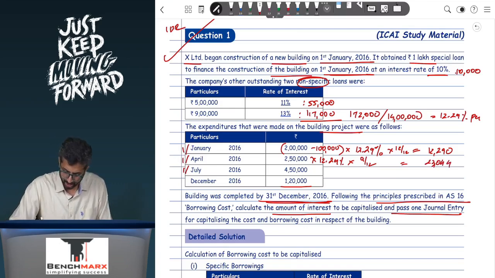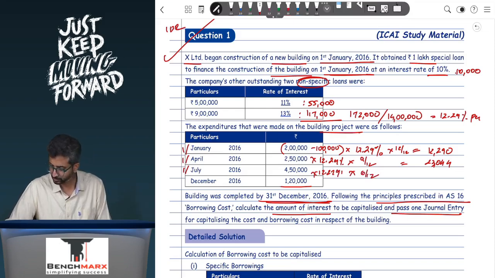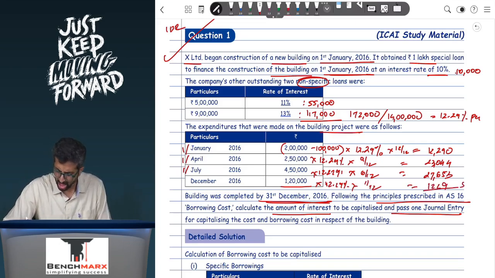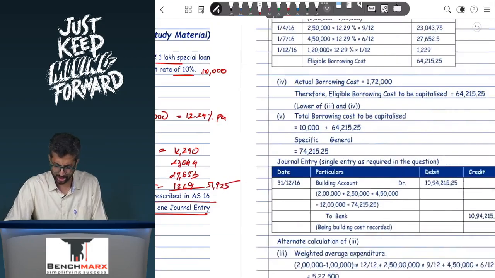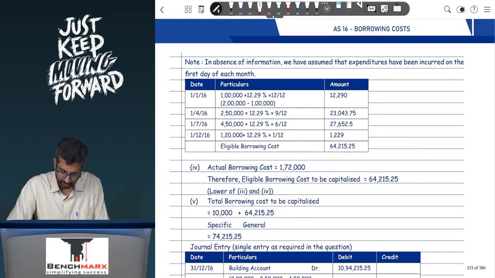maybe this comes to 23,044. Then 4 lakh 50 again into 12.29% into, let us say, 6 by 12 comes to around 27,653. And lastly, 1 lakh 20 into 12.29% into, let's say, 1 by 12 comes to around 1229. So these are all the numbers. If you sit and total up, this comes to around 51,925 approximately. Just a second, I think I missed out something. I missed out the 12,290, the first one.